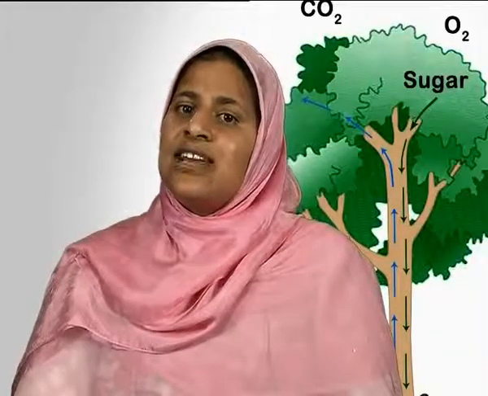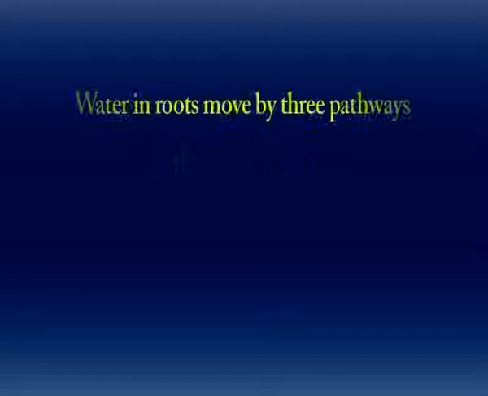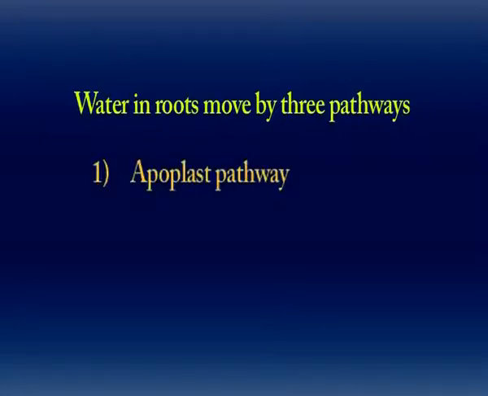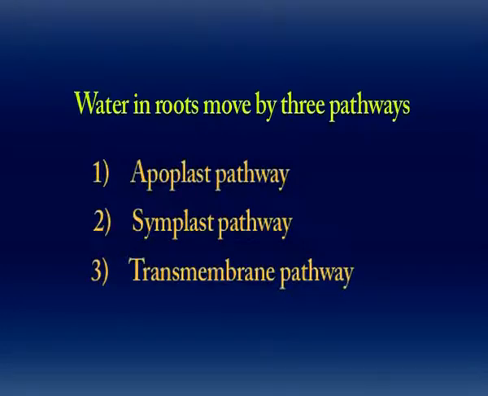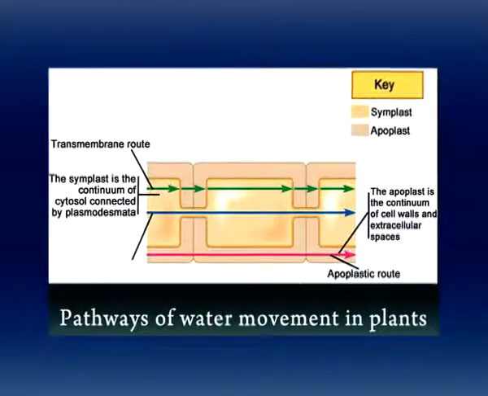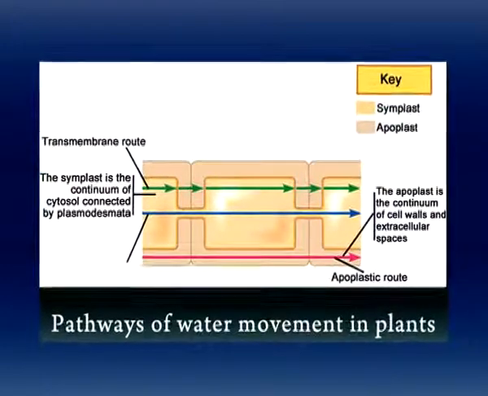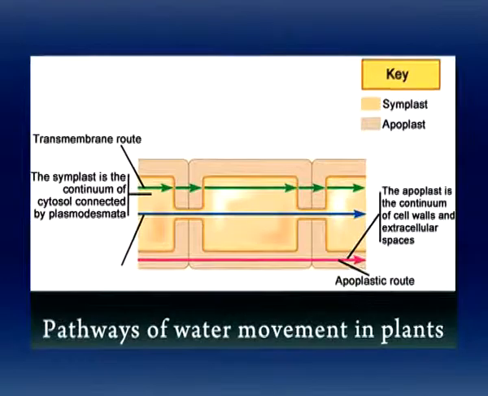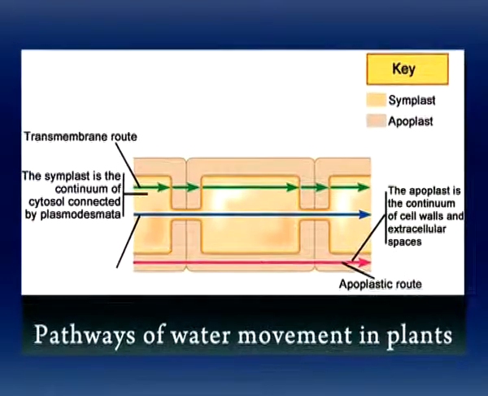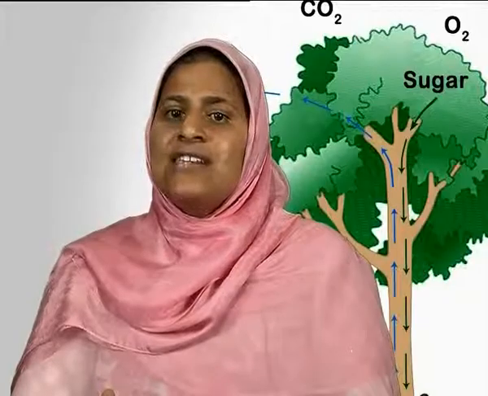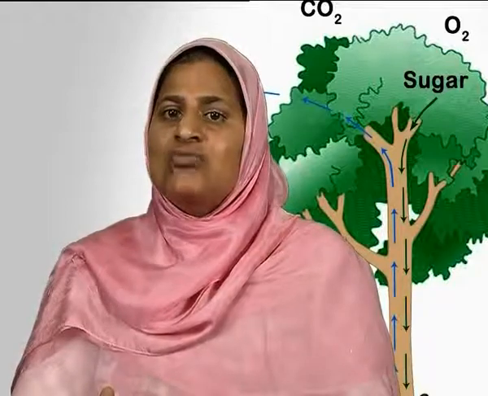Now, dear friends, let's talk about pathways of water. Water in the root moves by 3 pathways. They can be classified as apoplast pathway, second one symplast pathway, and third one is transmembrane pathway. Apoplast pathway. In this pathway, the movement of water occurs exclusively through the cell wall without the involvement of any membrane. The majority of the water goes through the apoplast pathway. The cortex of the root does not possess such movement of water.